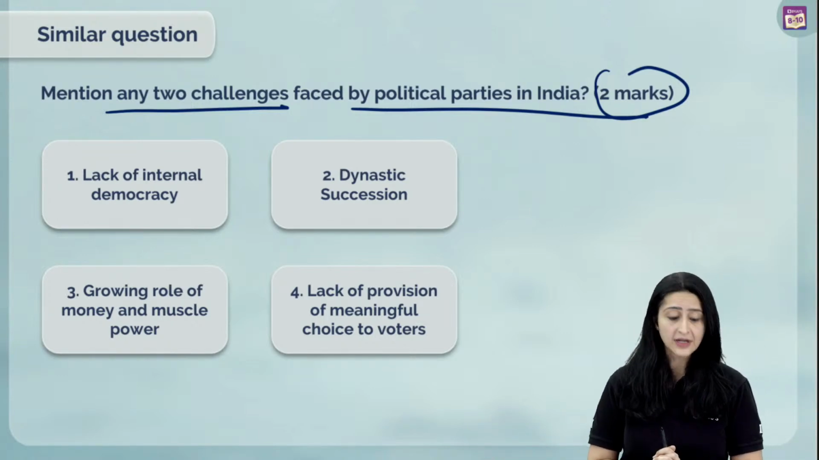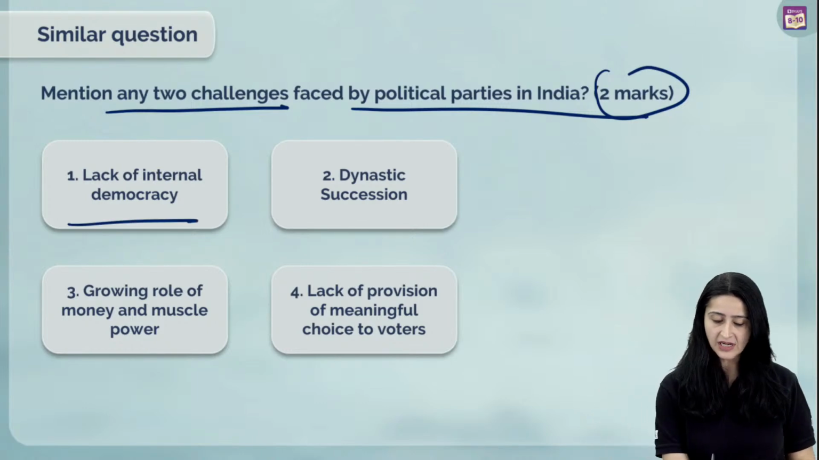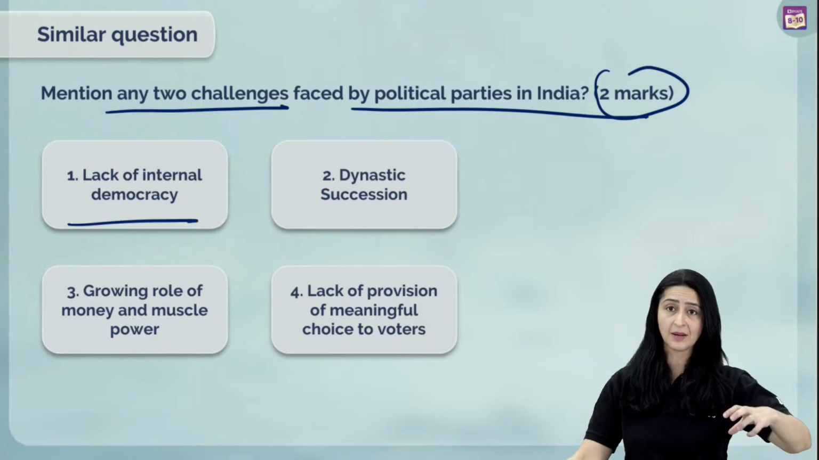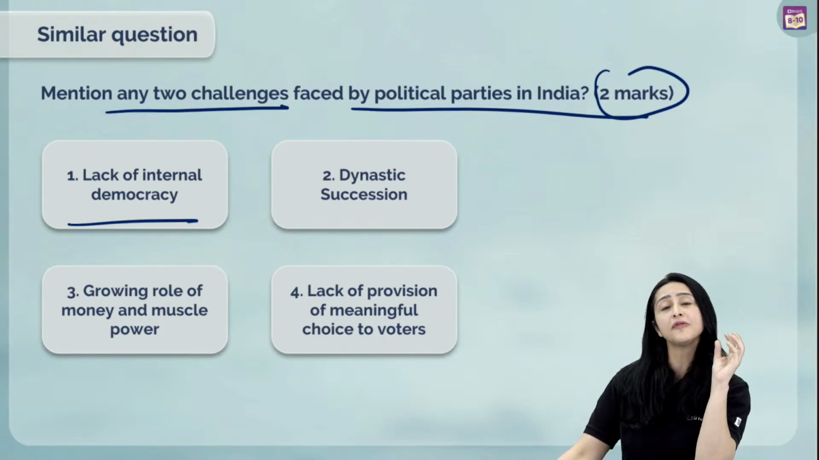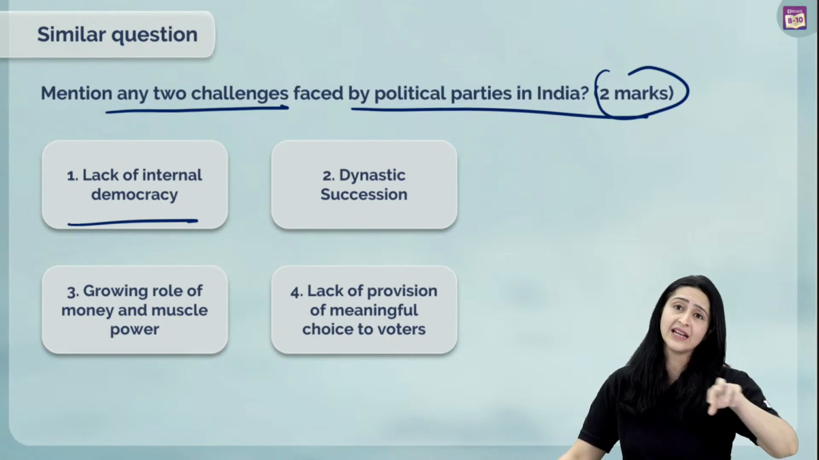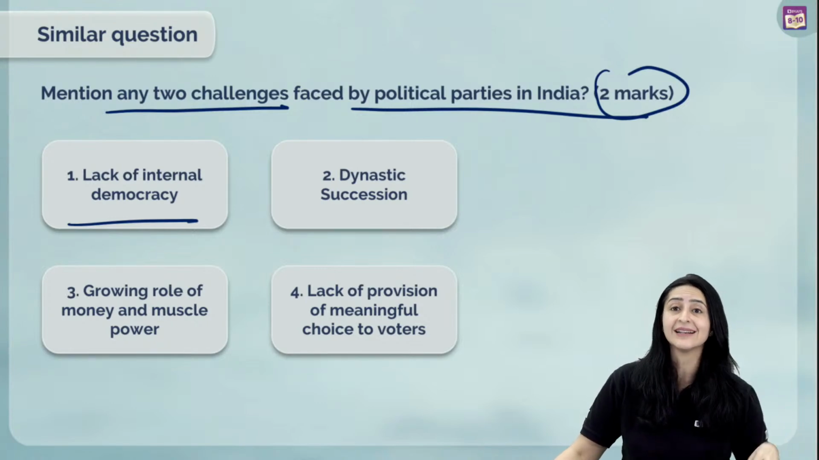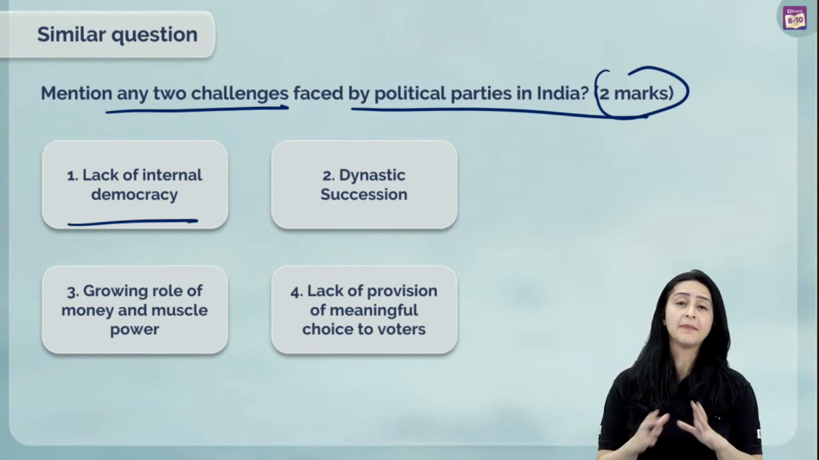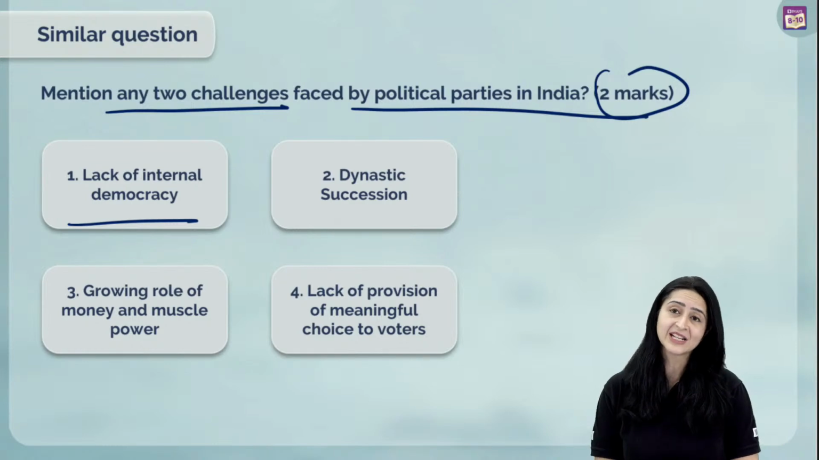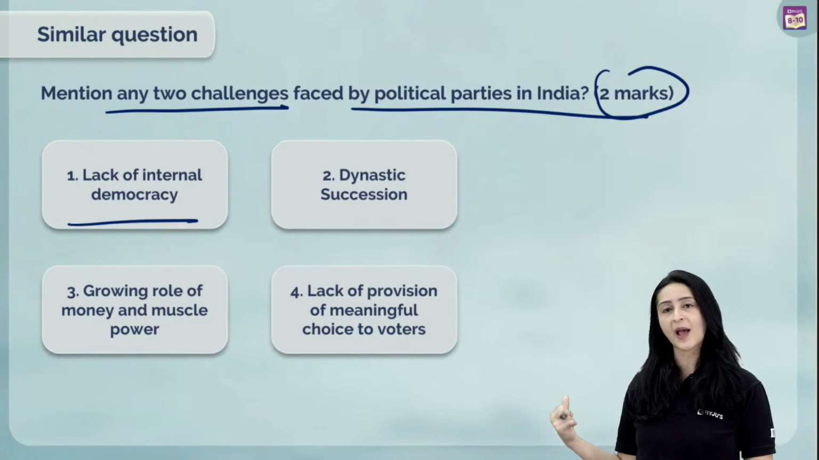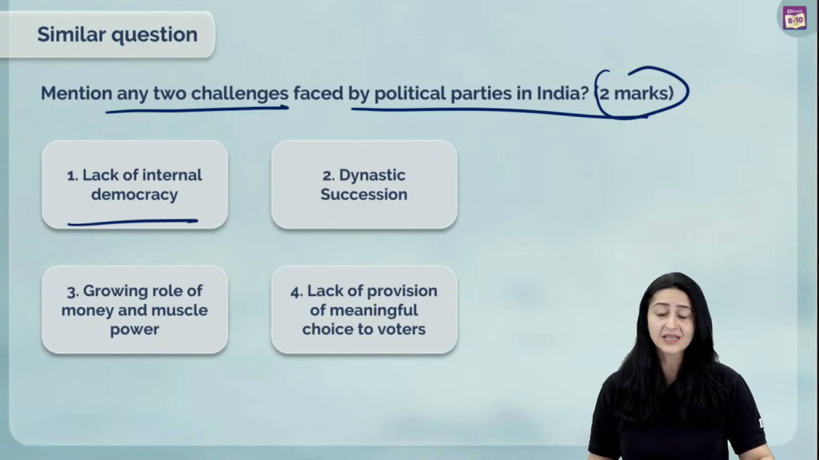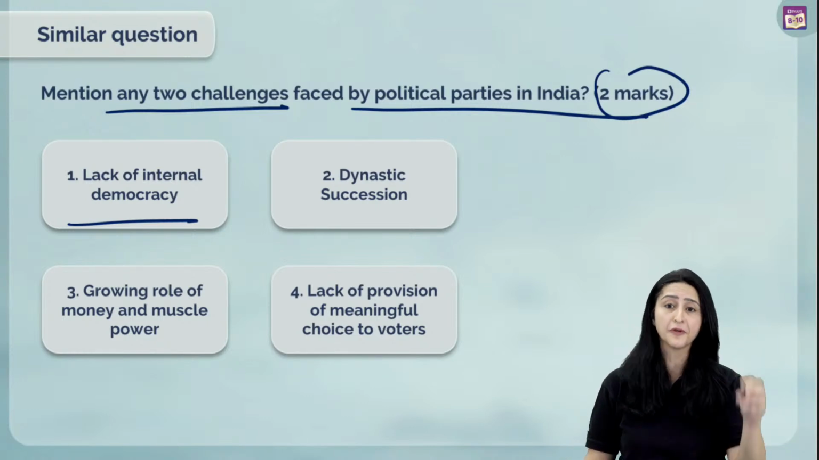Number 1 is lack of internal democracy. What does lack of internal democracy mean? That in political parties, there is generally power that is concentrated in the hands of a few people, right? Either the leader or just immediate followers of the leader. The other members largely may not have that much power, and that is why they may not affect the decision making of the party too much, and that is why we say that it lacks internal democracy, because power is concentrated in the hands of a few.